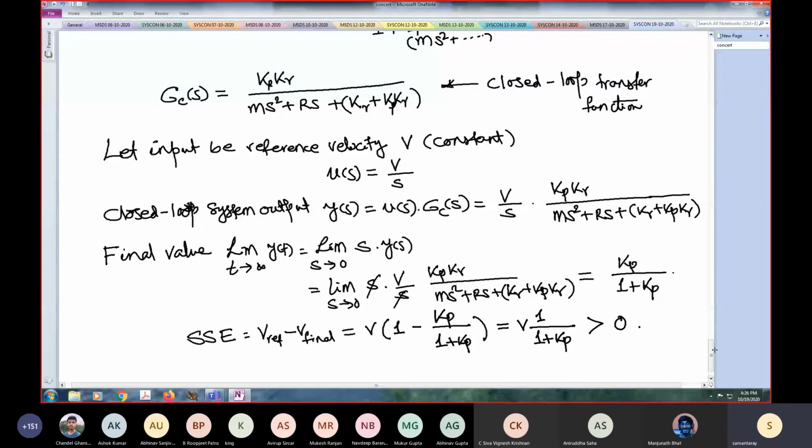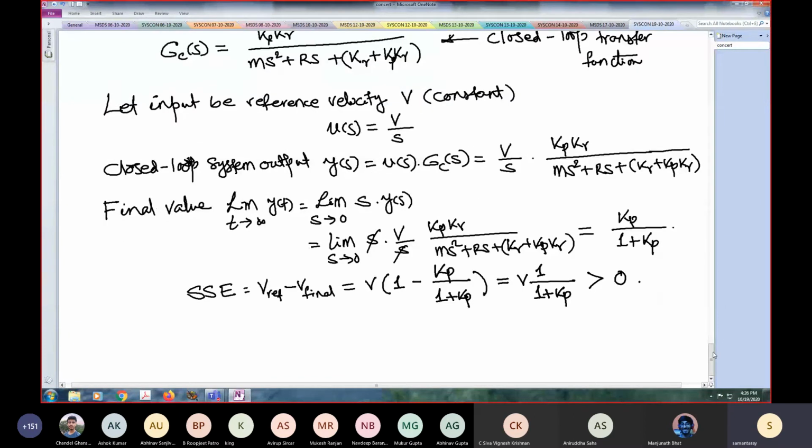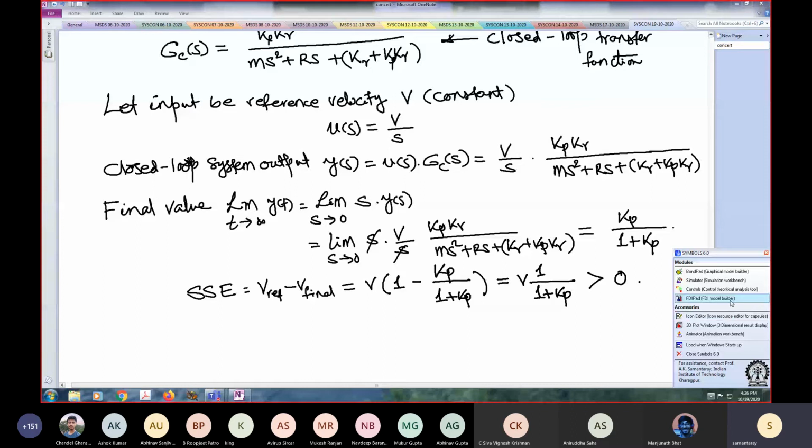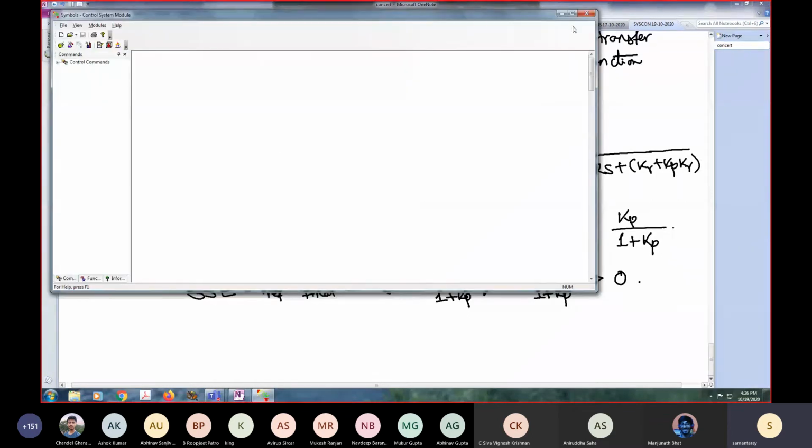So I will first show you how this steady state error comes, and then we will remove it. So how to do it? Don't worry, I am just showing it in symbols. Tomorrow I will show you the full thing.